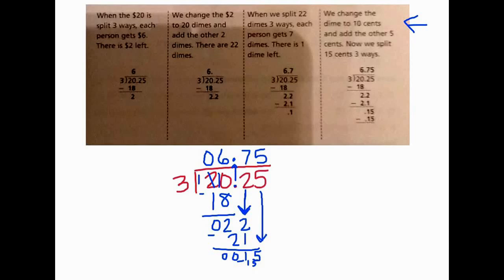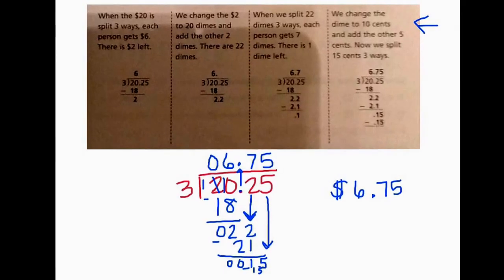So then I would write my answer as a dollar amount, so I'd put the dollar sign out front, and that would be $6.75 if those friends had to split it 3 ways. So this is an example of a problem with a decimal that works out nicely so that you don't have to worry about a remainder. And we will show you that later on in the video because we don't want remainders once we have decimals involved.